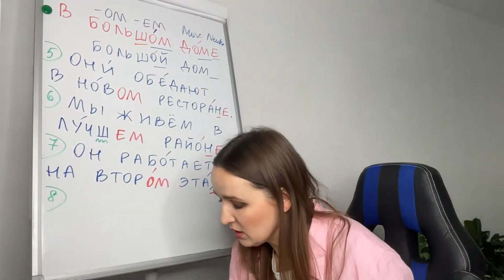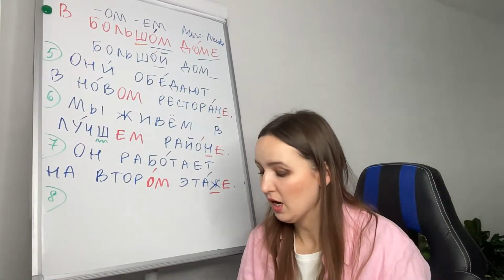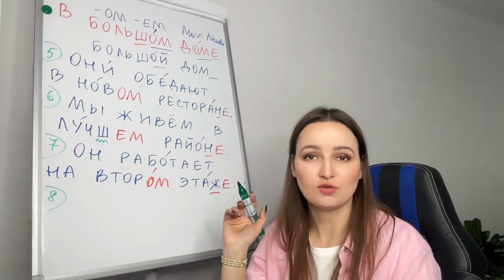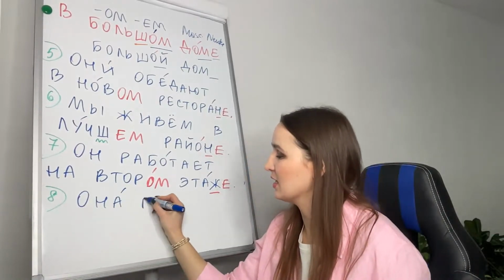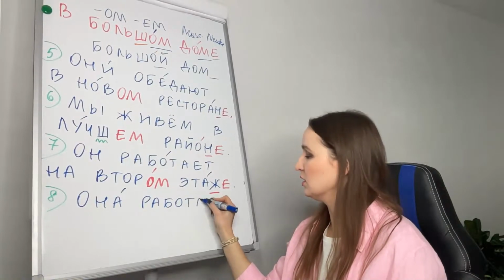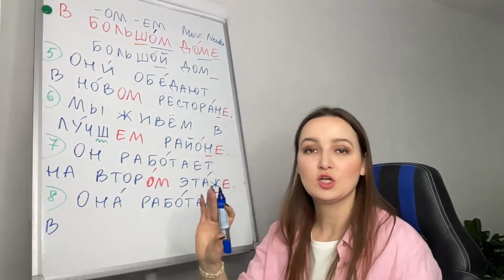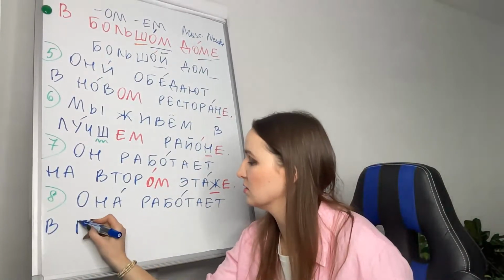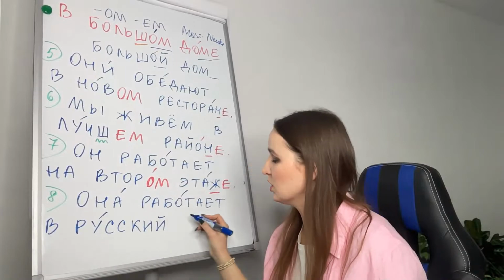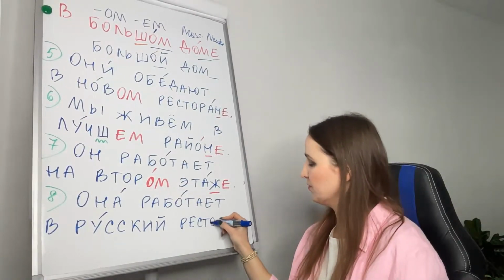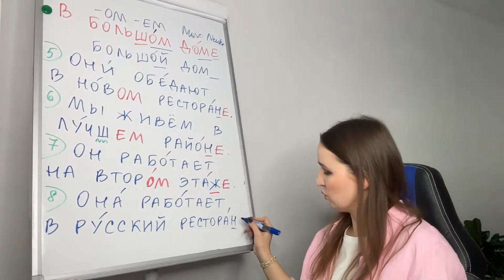Number 8 is with Russian restaurant. She works at the Russian restaurant. Она работает. Она работает в, nominative first: русский ресторан. That's right, nominative first. Русский ресторан. Masculine. This one is masculine.